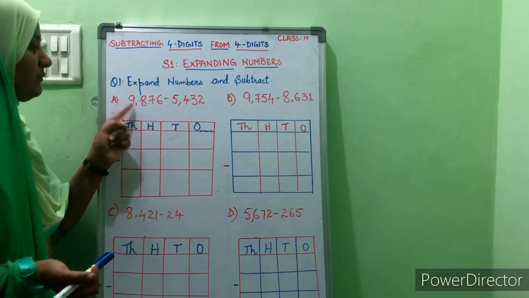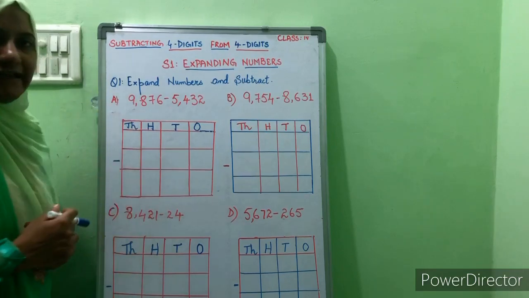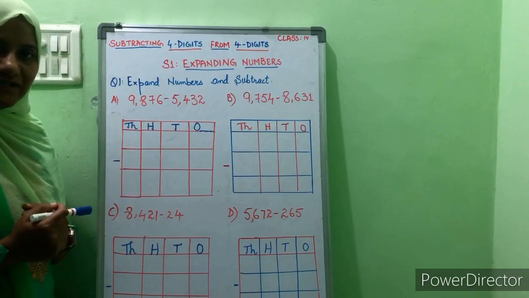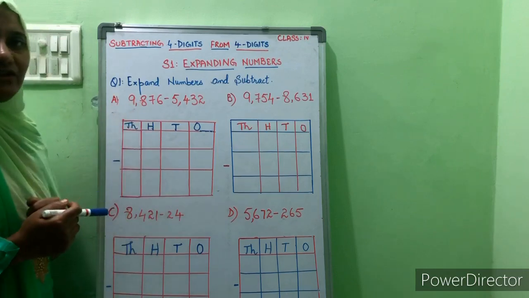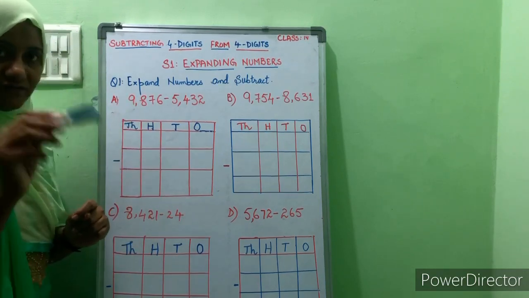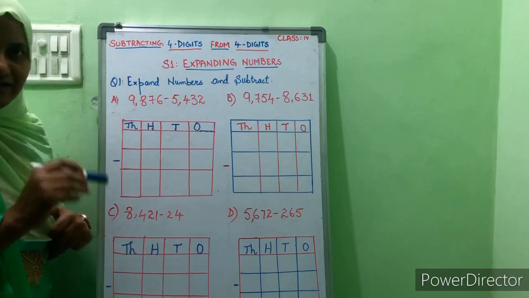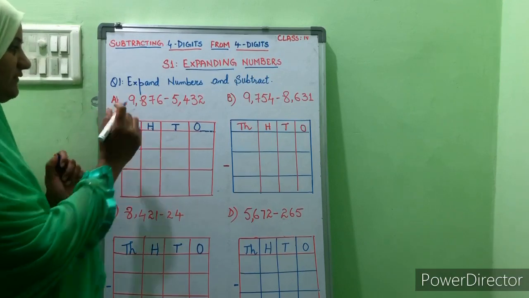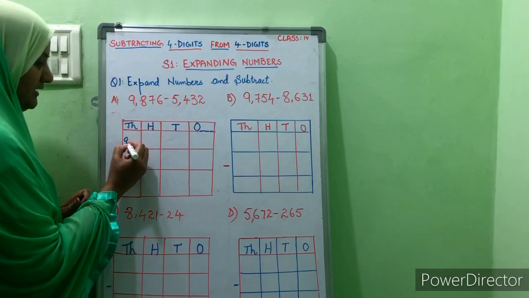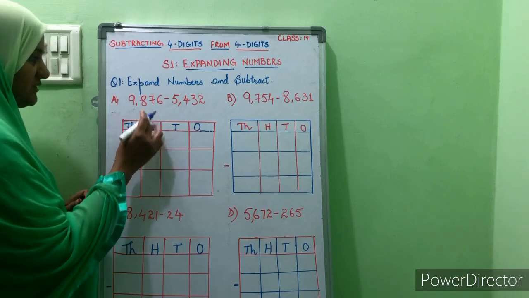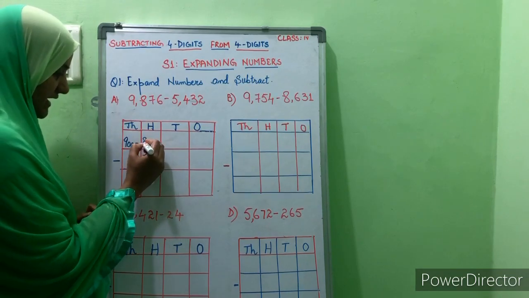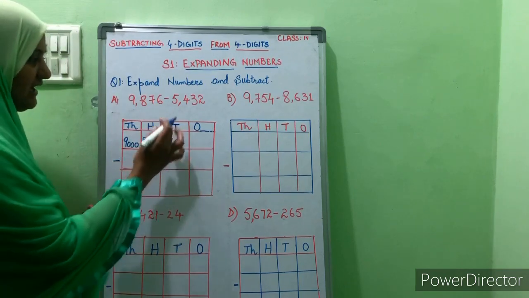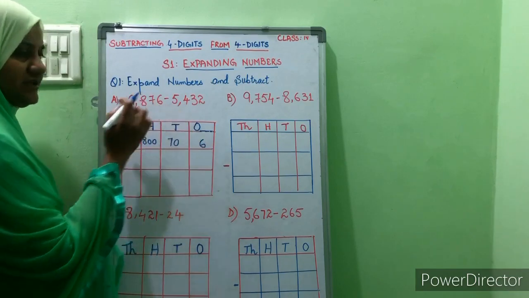So how many place value blocks are here in this number 9,876? 9,000 blocks. And how many hundreds place value blocks? 800 place value blocks, and 7 towers of 10 and 6 cubes, isn't it? Are you able to recollect? Yes. So let us write the first number in expanded form. 9,000 blocks is 9,000. 800 blocks is 800. And 7 towers of 10 is 70. And 6 ones.